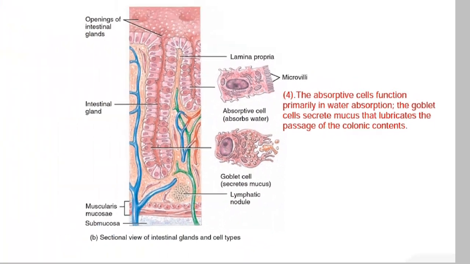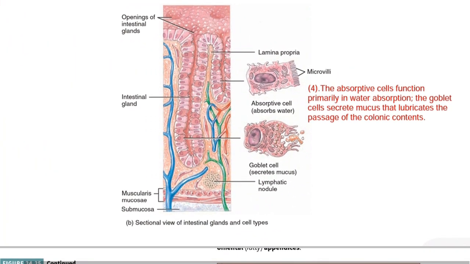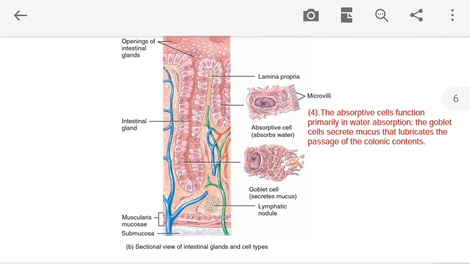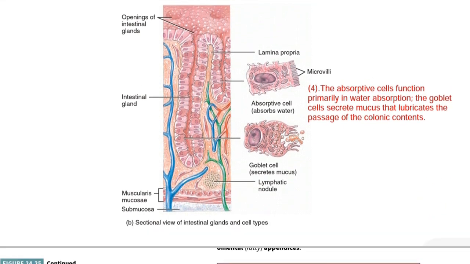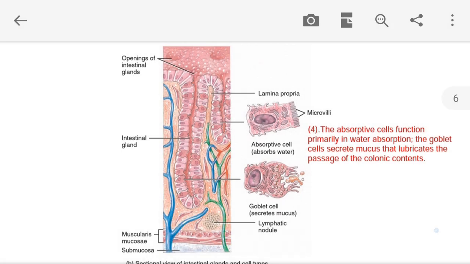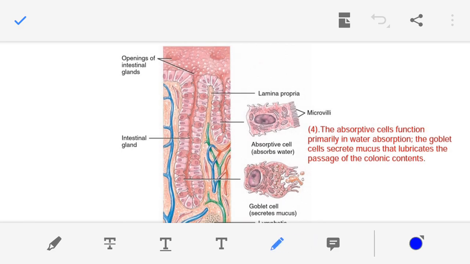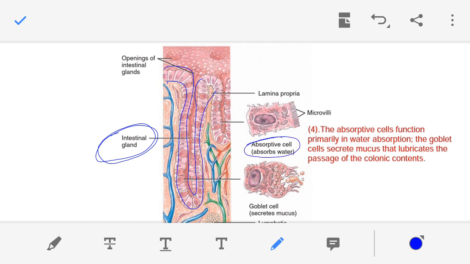Now the function of the absorptive cell and the goblet cell. So here, this is the intestinal gland they are showing in the mucosa. This one is the intestinal gland, and in the intestinal gland, absorptive cells are present. For example, here is an absorptive cell, and this one is the goblet cell they are showing.